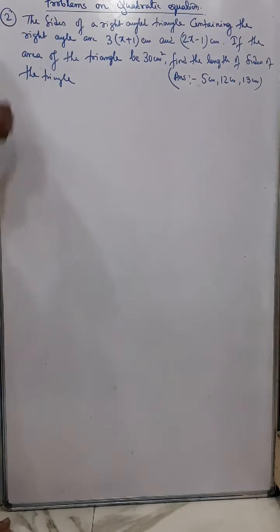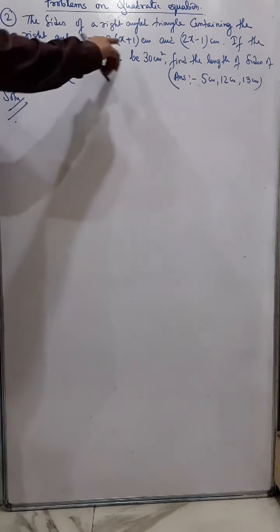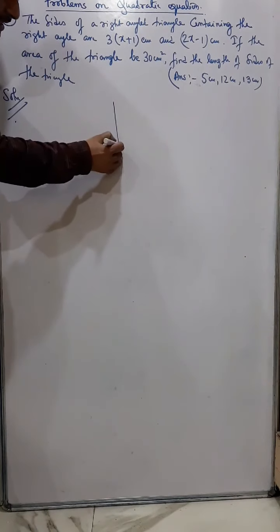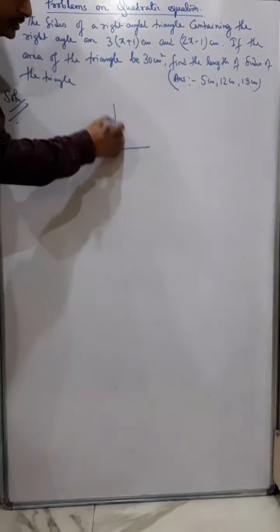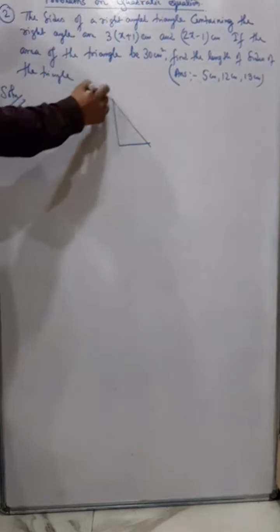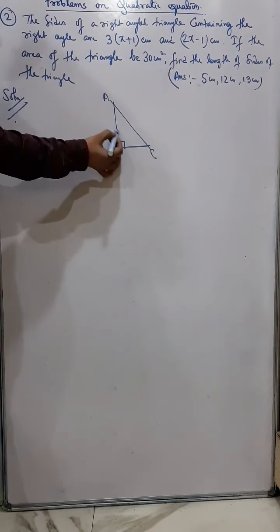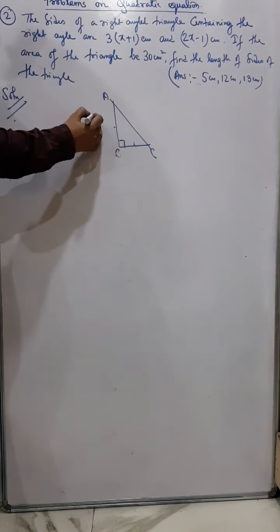Okay. So this sum: the two sides of a right angle triangle containing the right angle. Say this is the right angle triangle, and these are the two sides containing the right angle. So these sides are given.